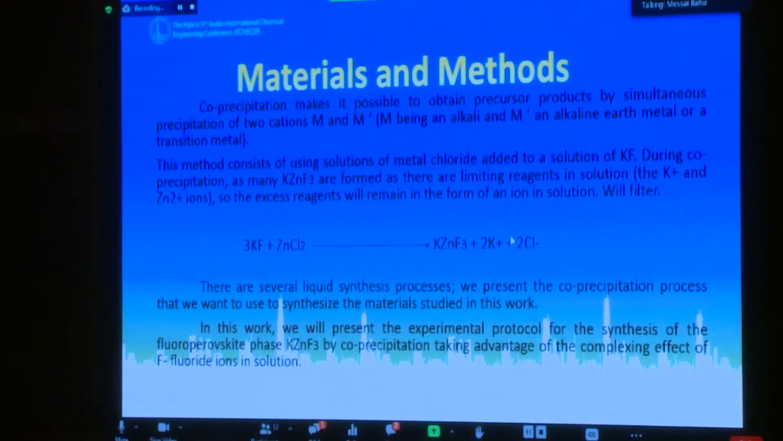So the excess reagent will remain in the form of the ion solution. There are several liquid synthesis processes. We present the precipitation process that we want to use to synthesize the metal studies in this work. This work will present the experimental protocol of the synthesis of the fluoroperovskite phase by co-precipitation, taking advantage of the complexation of the fluoride ions in solution.